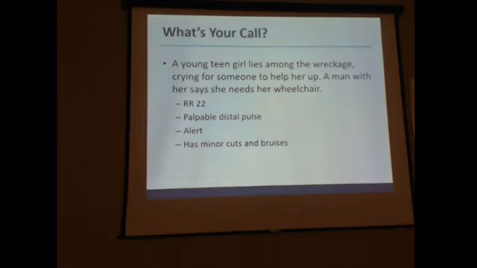What about this young lady? Oh, our little friend left, didn't he? I heard yellow. She's green. She just can't walk, right? So she's going to land in that yellow zone, because everything's normal, but all she's got is a couple cuts and bruises, and the reason she can't walk away is because she's wheelchair bound.